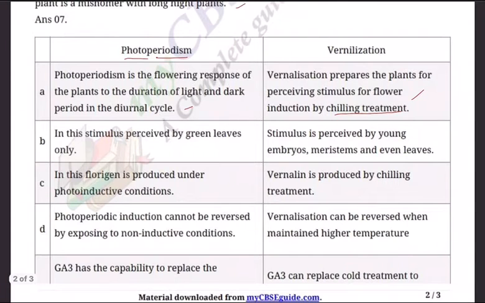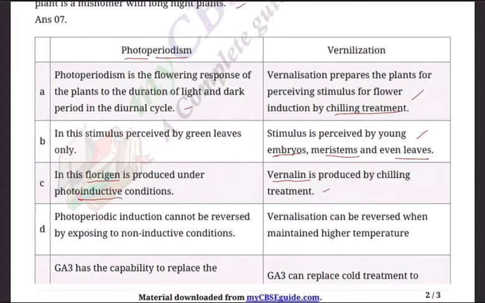In photoperiodism, the stimulus is perceived by green leaves only. Here, the vernalization stimulus is perceived by young embryos, meristems and even leaves. Under photoperiodism, florigen is produced under photoinductive conditions. Vernalin is produced by chilling treatment.